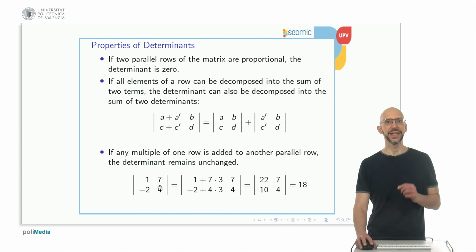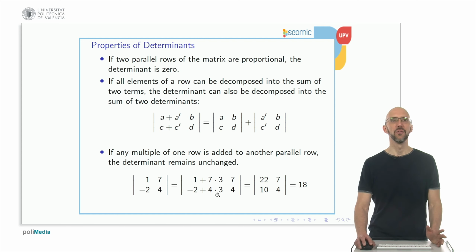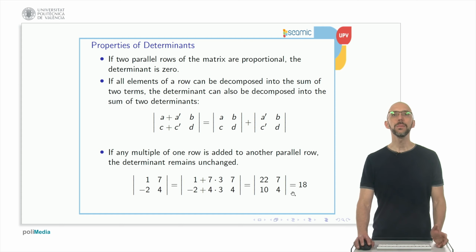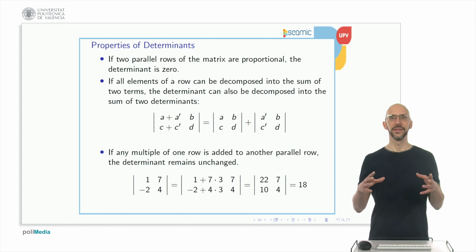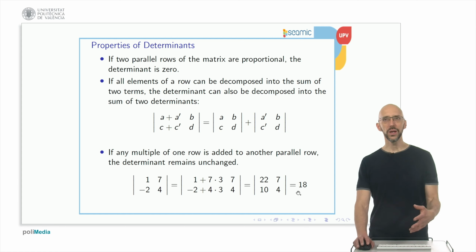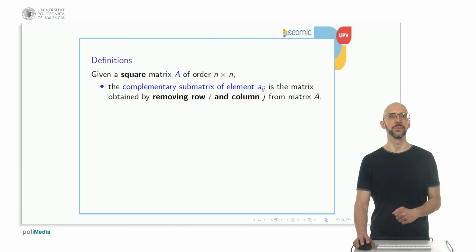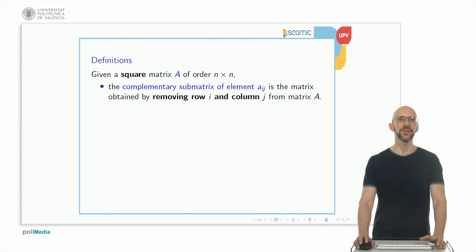The idea is that, again, I'm going to take the first column and I'm going to add the second one multiplied by 3. This is what you see here, 7 times 3 plus the 1, 4 times 3 plus the negative 2. So you have another determinant. This is 22, 7, 10, 4. The key point is that the determinant does not change the value. Okay, so we can apply some operations that don't change determinants, and this is very important because we will apply it when we need to simplify determinants. Okay, come on, more things.